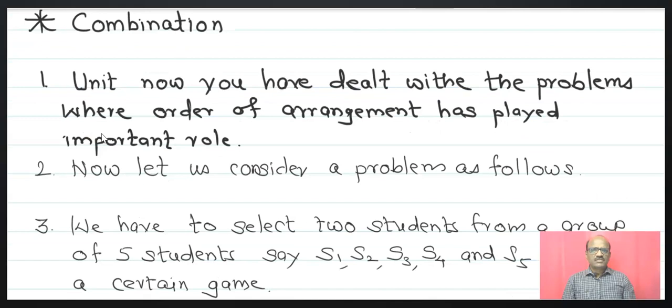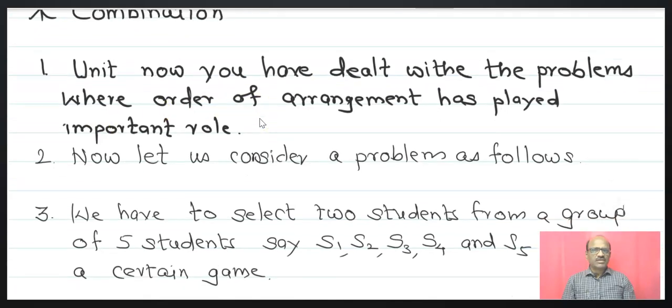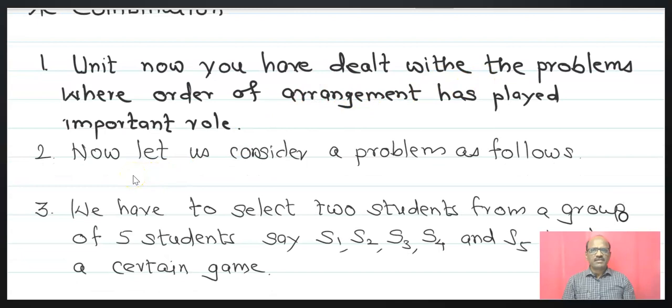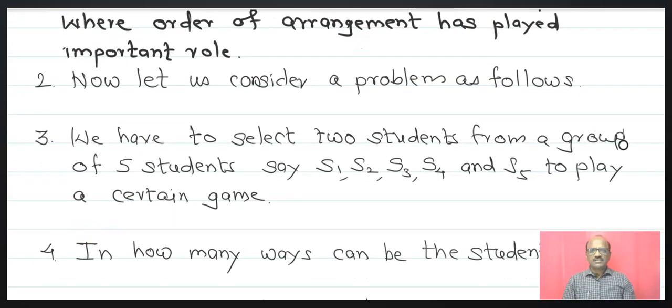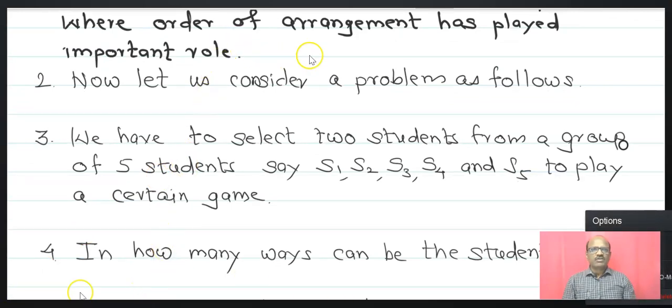Now the last unit you have dealt with problems where the order of arrangement has played an important role. Now let us consider problems as follows. We have to select 2 students from a group of 5 students, say S1, S2, S3, S4 and S5, to play a certain game.